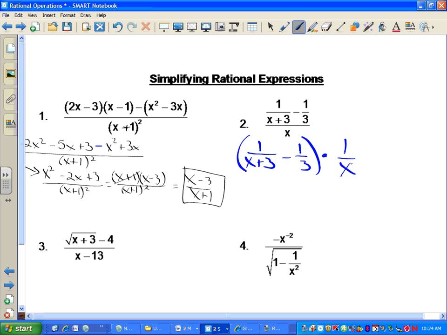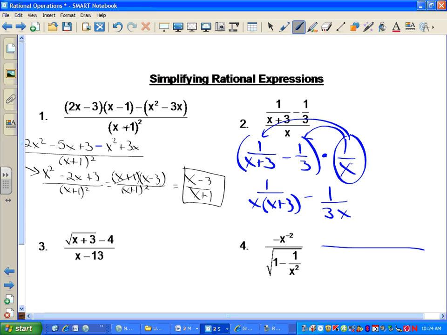Once you've done that, you could distribute. When I distribute this fraction to each part, we get 1 times 1 is 1 over x plus 3 minus 1 over 3x. But then again, of course, we're going to need, yet again, common denominators. So the common denominator here would be 1 of everything, so we'd need a 3, an x, and an x plus 3. That gets you 1 of each factor in the denominators.